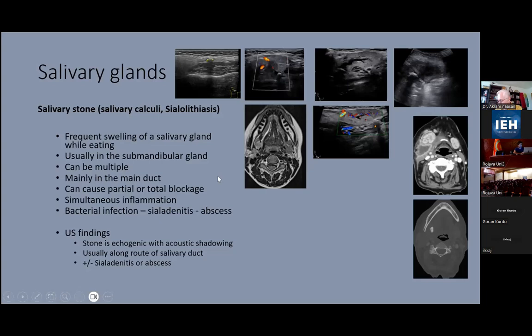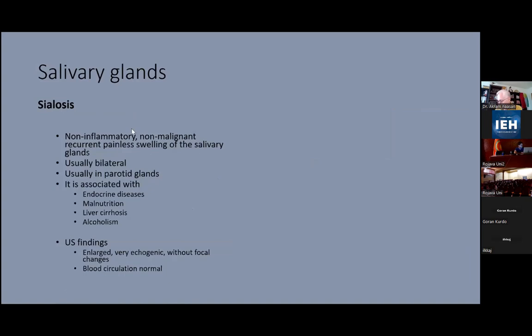Then there are other diseases and situations in the salivary gland. One of them is called sialosis, which is a non-inflammatory, non-malignant, recurrent painless swelling of the salivary gland, usually bilateral, usually in the parotid glands. It might be associated with endocrine diseases, malnutrition, liver cirrhosis, alcoholism, and they are usually hyperechoic with normal blood circulation.